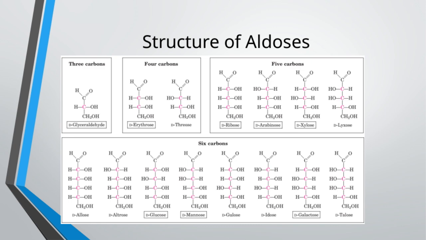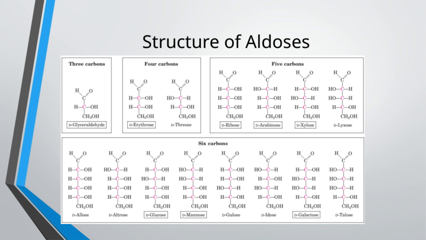As we examine their structure, you'll notice that aldoses typically have several carbon atoms, with the aldehyde group at one end. The rest of the molecule consists of hydroxyl groups attached to the other carbons, creating a chain that can exist in linear or cyclic forms. It's important to remember that the configuration around each chiral center influences the sugar's properties and reactivity.